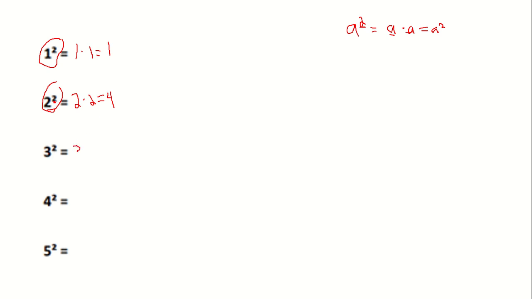Same thing for 3 squared. We can take 3 and multiply that by 3. That's going to give us 9. 3 times 3 is equal to 9. Next we have 4 squared, which is just 4 times 4, which is going to be 16. And last, 5 squared. That's going to be 5 multiplied by 5, which gives us a total of 25.